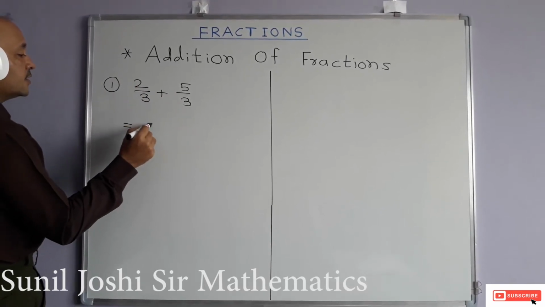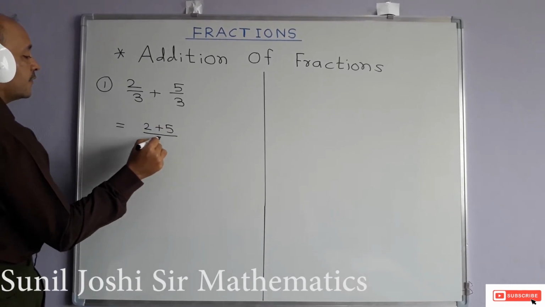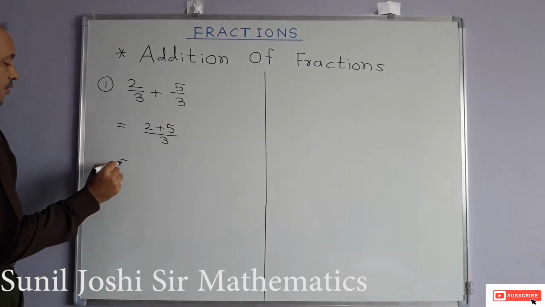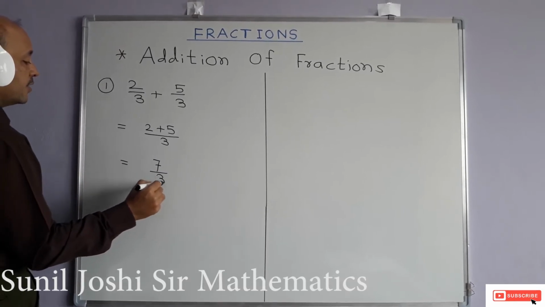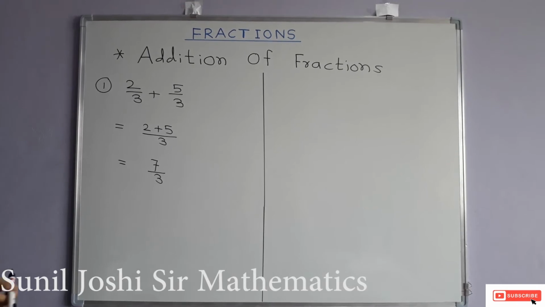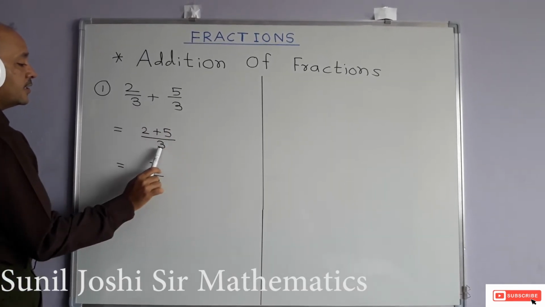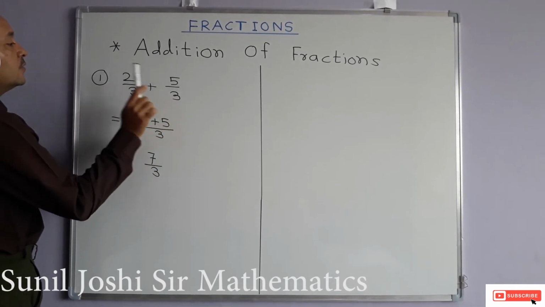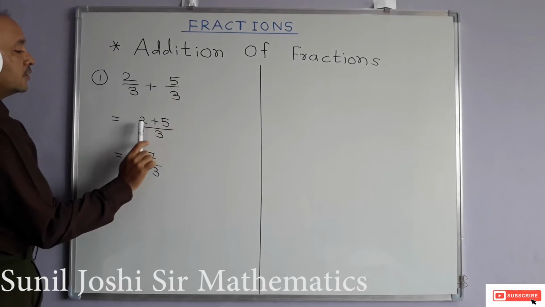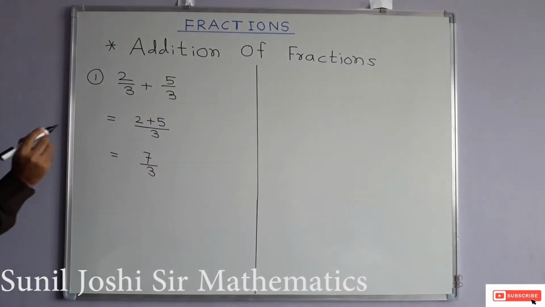So the next step is 2 plus 5 upon 3. No addition of the denominators. Then 2 plus 5 is 7 and the common denominator stays as it is. So what is the rule, students? When the denominator is the same, we keep the denominator as it is and we add the numerators. 2 is a numerator, 5 is a numerator, 2 plus 5 divided by 3, and 2 plus 5 is 7 upon 3. That is the answer.